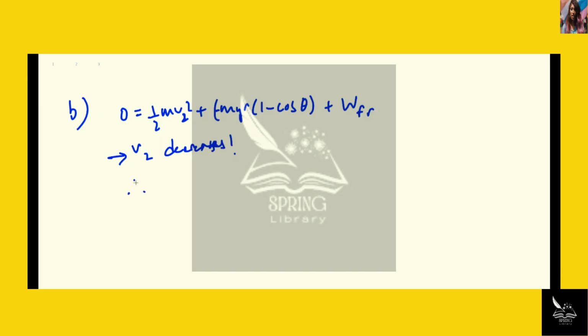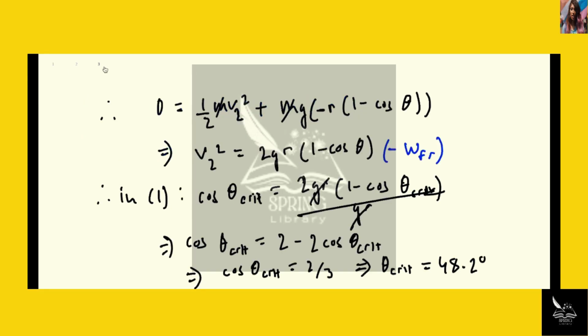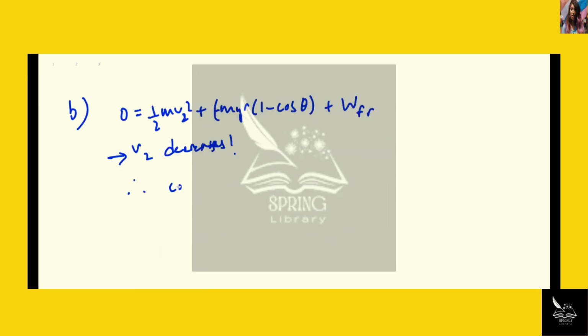Therefore, you can see from equation 1 that when v2 goes down, cosine theta crit, or critical angle, increases, goes up, and they're directly proportional. Therefore, your critical angle is larger in that case. And that's it.